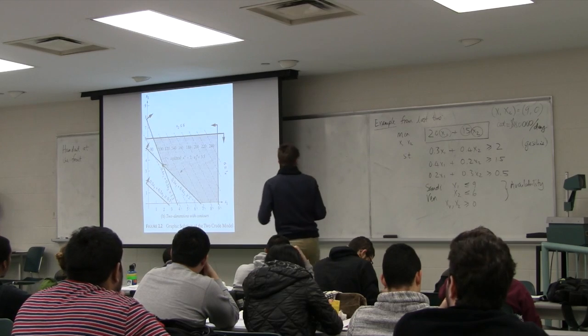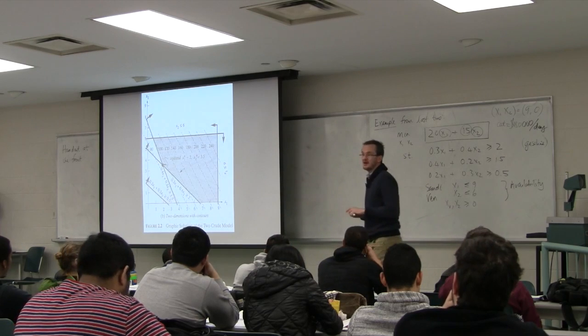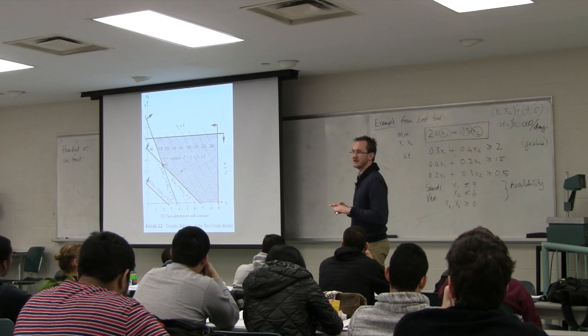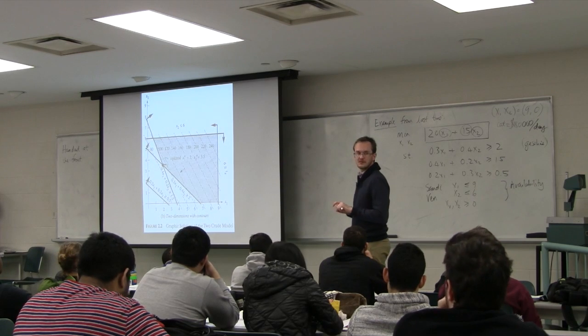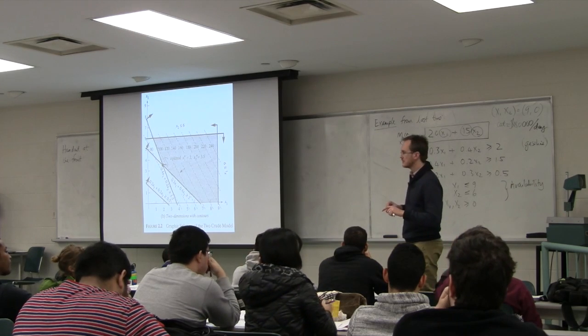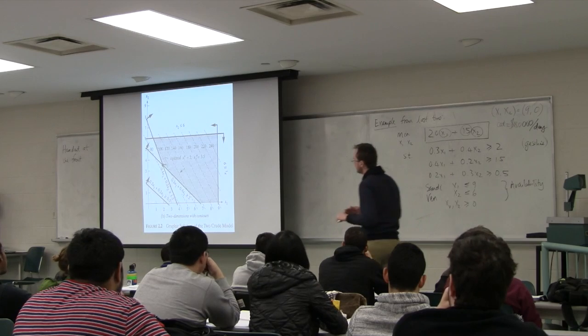Would it be possible to get an infinite number of optimums that are equally valid? How? If you get one of the slopes to be the same as the slope of the optimum. Okay.